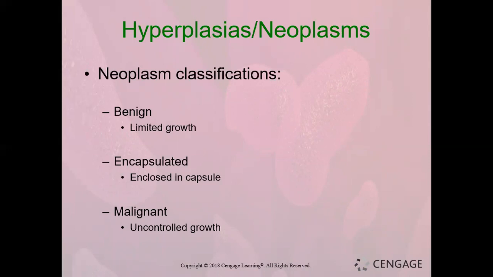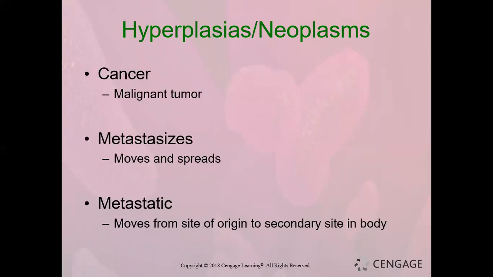There's benign, which are slow, they're not growing. They might grow a little bit, but they're not going to grow a lot. Encapsulated, these are enclosed in a capsule. My youngest sibling had a neuroblastoma, which was a tumor in the abdominal area, and it was an encapsulated tumor, and so they were able to go in and get all of it in one setting. Malignant just means uncontrolled growth. It's just growing rapidly, and they can't control it. Rapidly dividing cells. And cancer would be a malignant tumor.